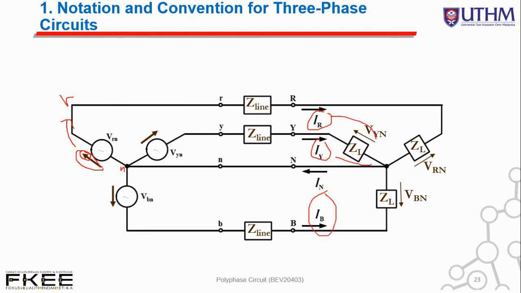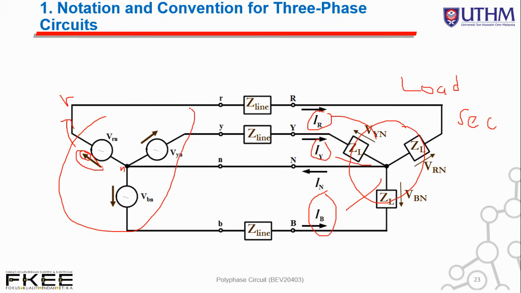Always towards the load. So this is the load section. Current is always coming from the sources, the generation side or generation section, flowing towards the load section. This is how the neutral current I_N comes back to the source through the neutral line.